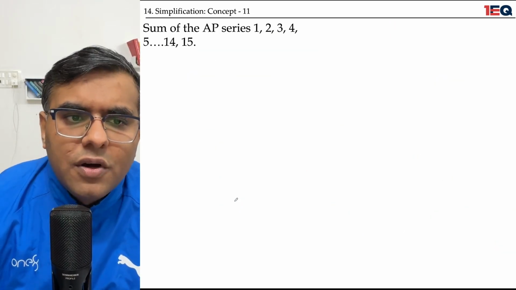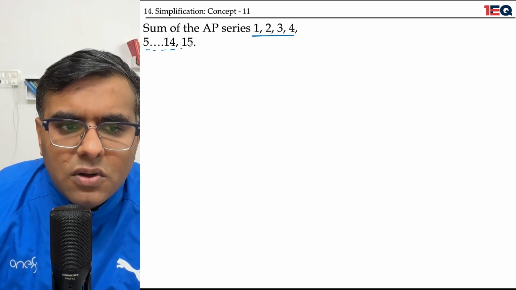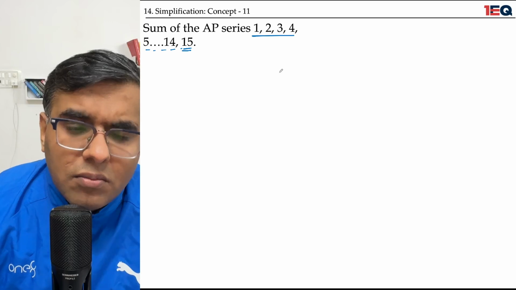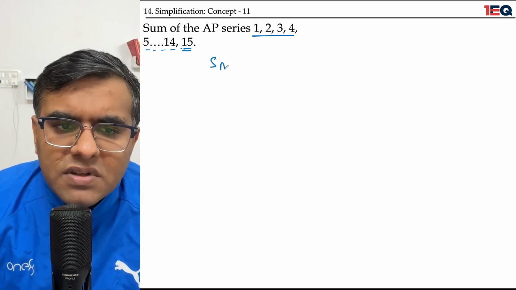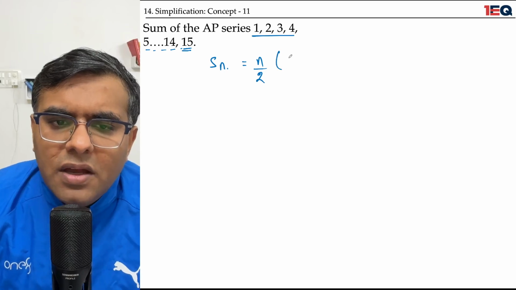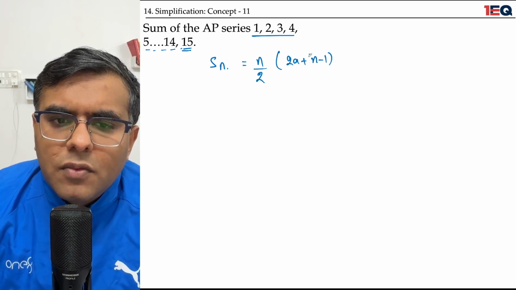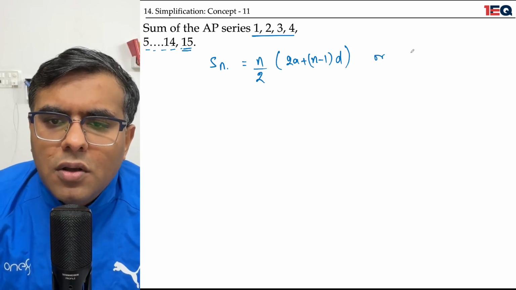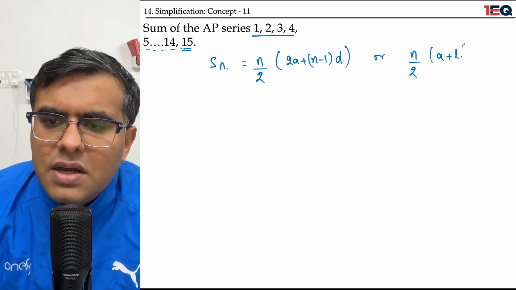Okay, moving on. Sum of the AP series 1, 2, 3, 4, going on till 15. I'll be telling you multiple formulas over here, but let's learn the standard formula first. The sum of the AP, which has n terms, is equal to n by 2 multiplied by 2a plus n minus 1 multiplied by the common difference, or n by 2 multiplied by the first term plus the last term.